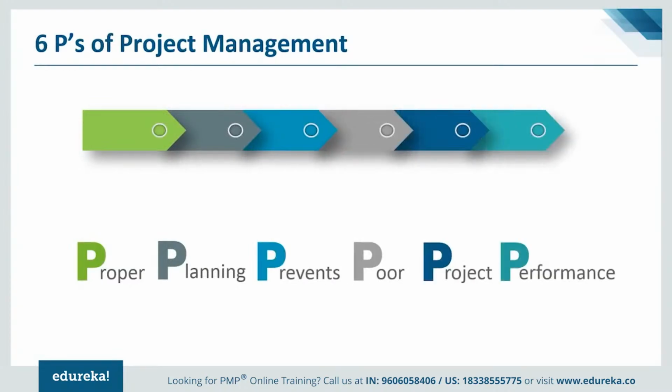There are 6 P's of project management. I'm sure you may be aware that we also say the 6 P's of presentation. So similarly, there are 6 P's of project management. So proper planning prevents poor project performance. Many of you will agree with me that planning is one of the most important stages in a project. Now, the whole project planning could be done upfront, or it could also be done in an adaptive fashion. Planning is also done in a rolling wave fashion. So there are different ways to do the planning.